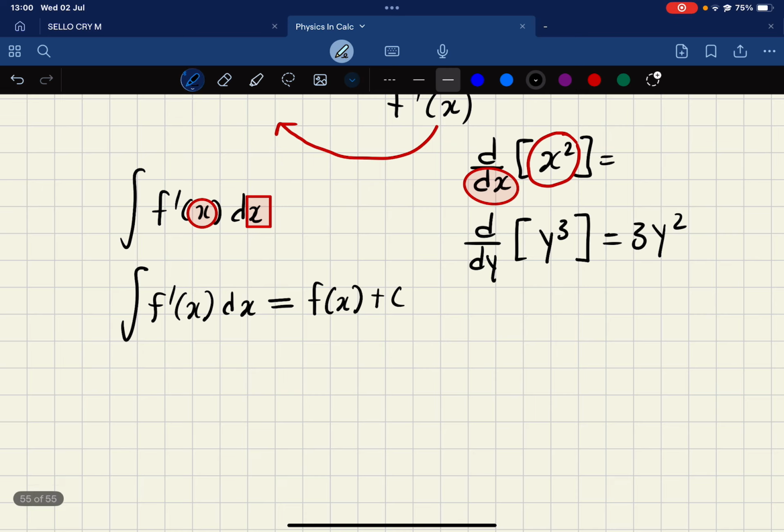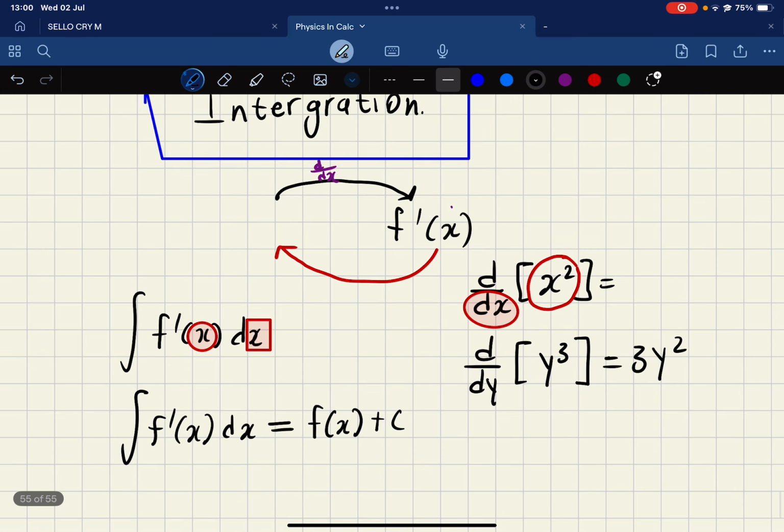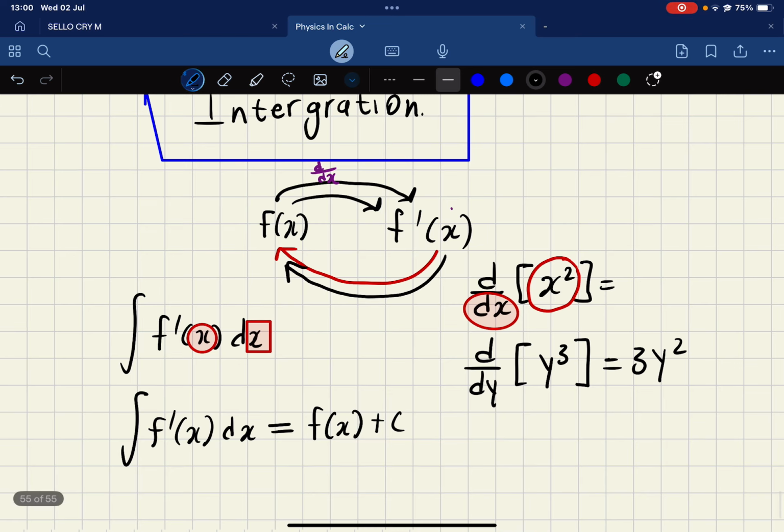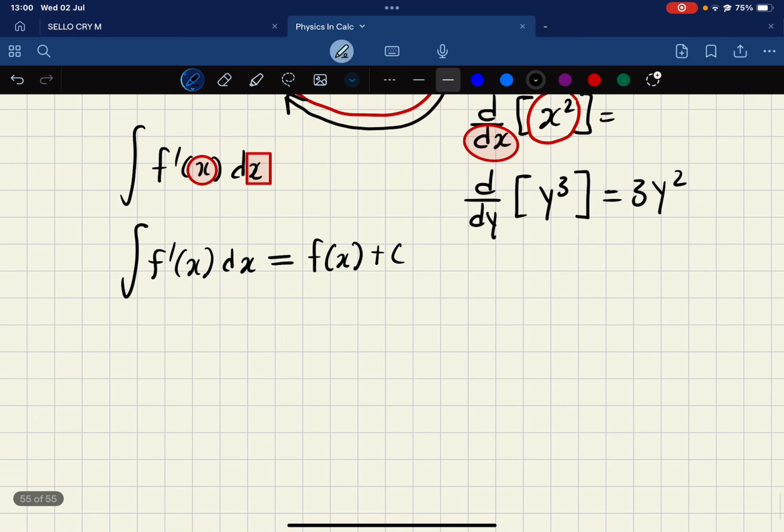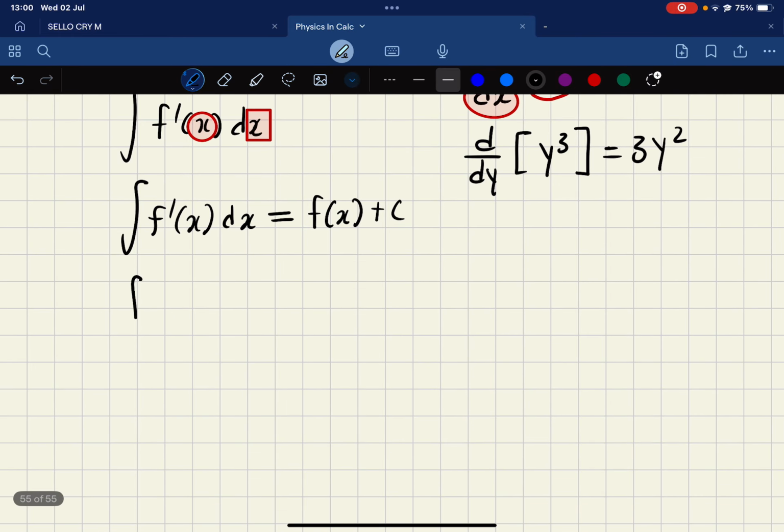Understand? Because you moved from f of x, you derived. Now you are going backward, which is anti-derivative. You are anti-deriving. Hence you get that answer. So the integral of f of x dx is bigger F of x. Then you say plus c.